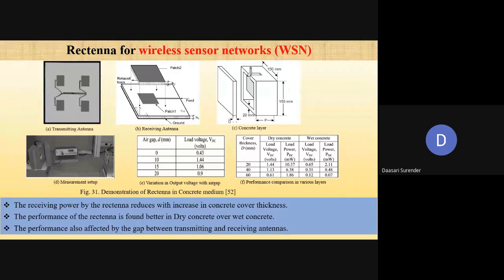And for a thickness value of 20 mm, when it is increased from 20 to 60 mm, the output voltage offered by the rectenna decreases, and decreases further when it was placed in wet concrete. So it is observed that the power received by the rectenna reduces with increase in concrete cover thickness, and the performance of the rectenna is found better in dry concrete over wet concrete. The performance is also affected by the gap between the transmitting and receiving antennas.